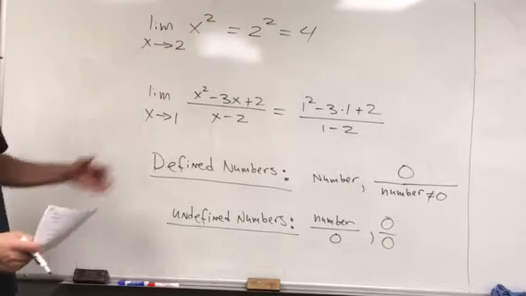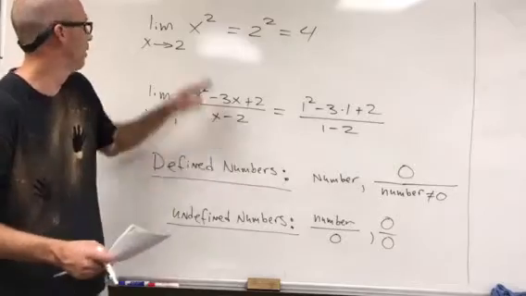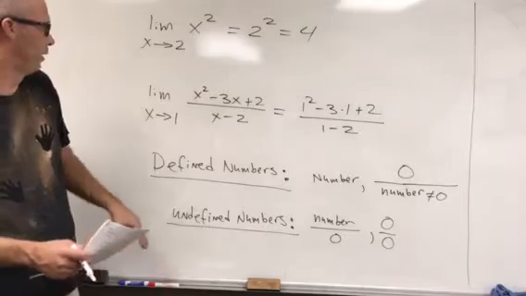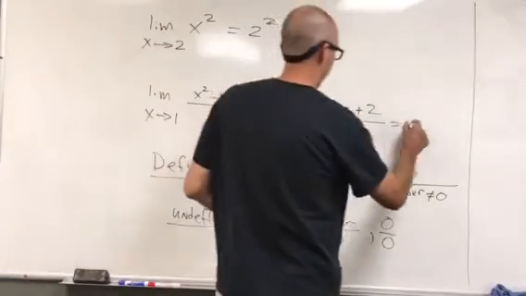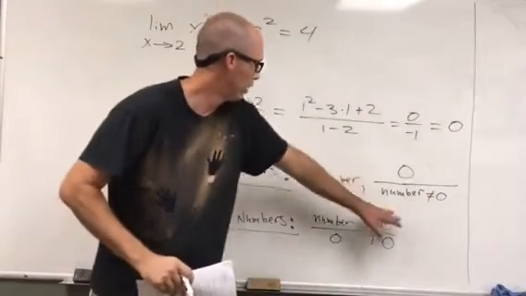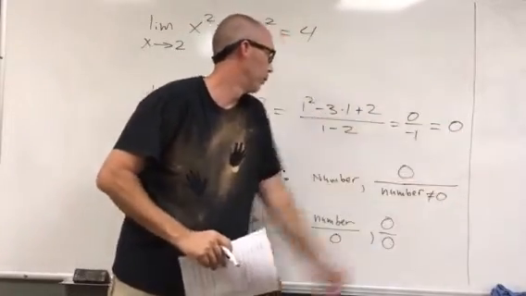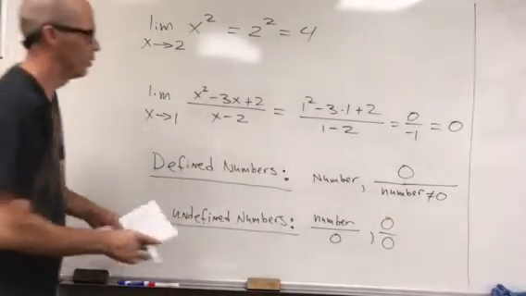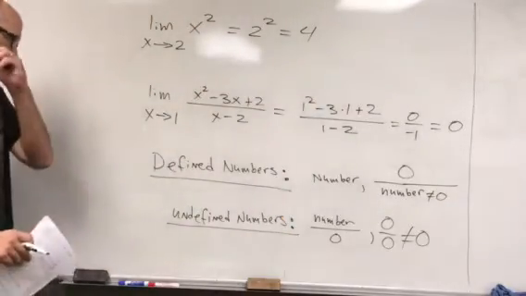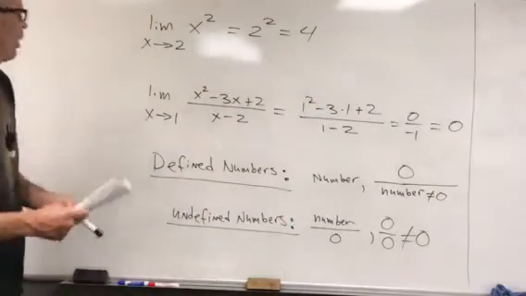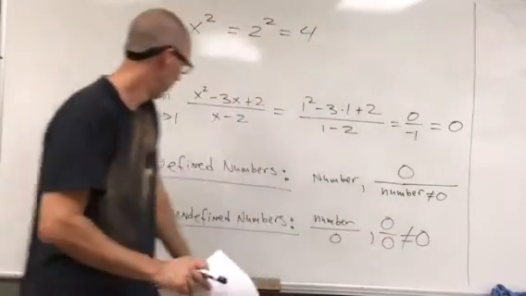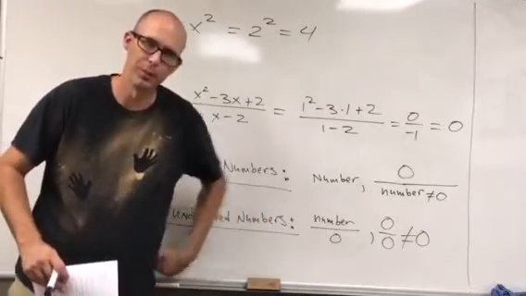Okay, so if you throw the number into the function, like here we throw 2 into x squared, we got 4. Here we threw 1 into there, we got 0 over negative 1, which is 0, right? Negative 1 is a number that's not 0, so that equals 0. Okay, 0 over 0 does not equal 0. All right, so if you throw the number in there and you get a defined number, you're done. You get an undefined number, you have to do something else.